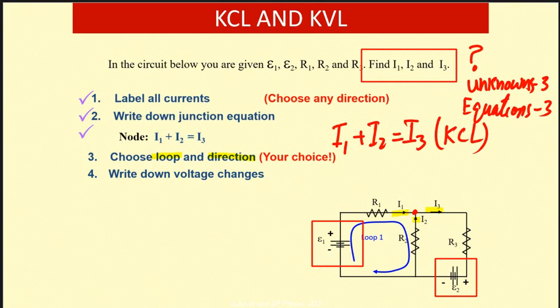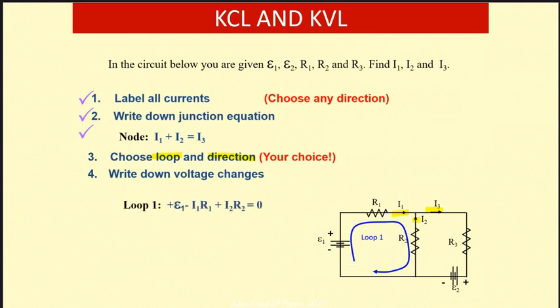Okay, next step, we need to write down the equation now. As you can see, in this case I have chosen the left loop and I have chosen the direction to be clockwise. If we start from this point, we cross the battery, we go from the negative terminal to the positive terminal, we gain voltage, so it has to be positive.